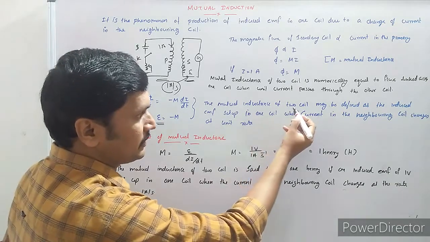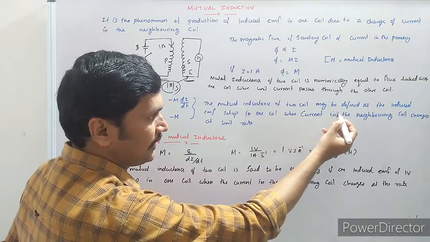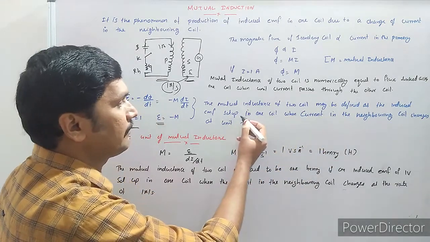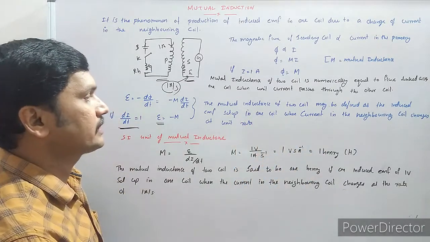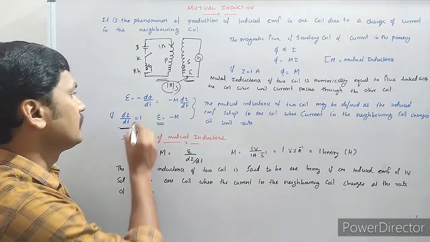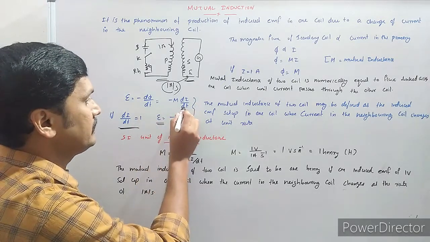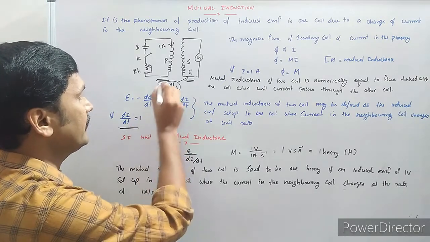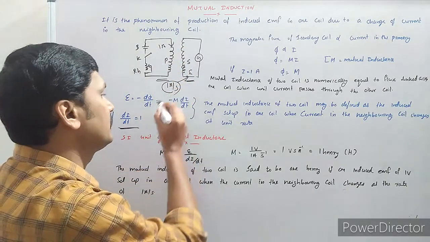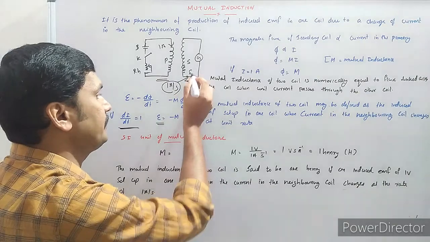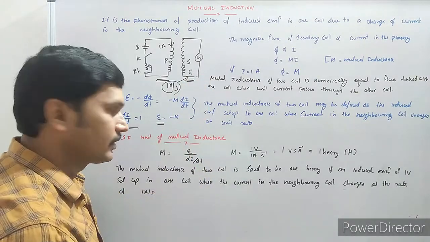The mutual inductance of two coils may be defined as the induced EMF set up in one coil when current in the neighboring coil changes at a unit rate. That is, if you put dI by dt equal to 1, that is, current changes at a rate of 1 ampere in 1 second, induced EMF in the secondary will be equal to the mutual inductance.